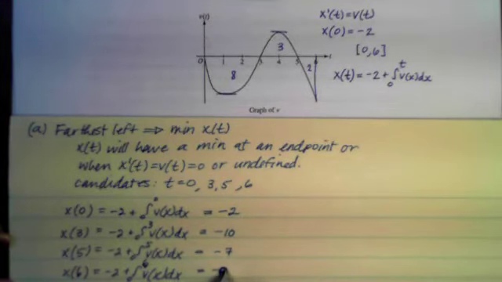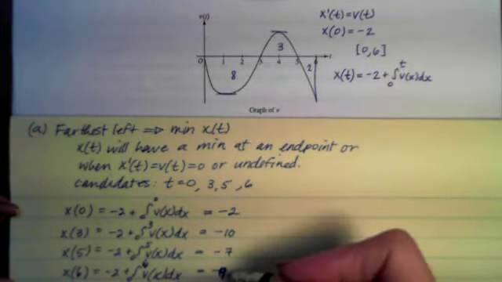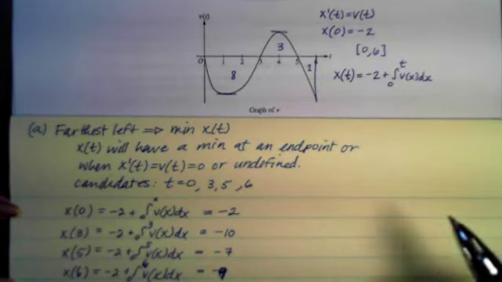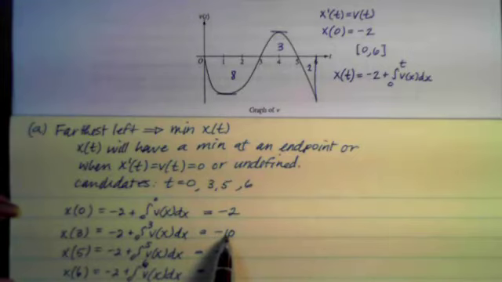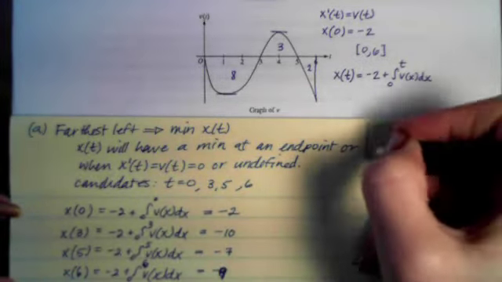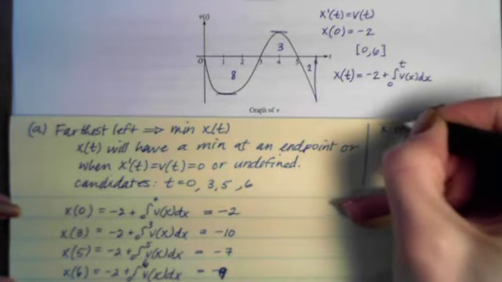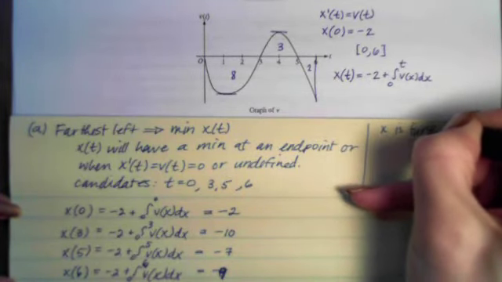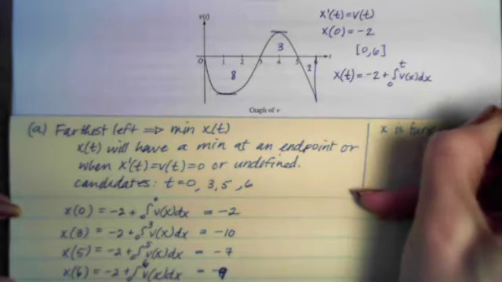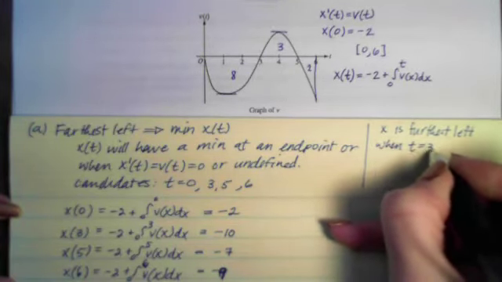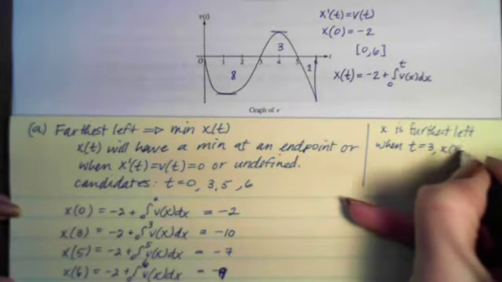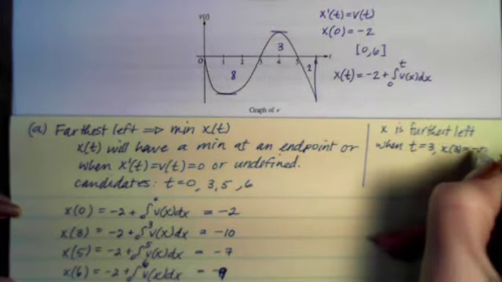negative 9. So looking at this list, we can see that the minimum occurs at time equals 3, and the minimum position is negative 10. So we could write that down. X is furthest left when t equals 3, and we need to say what that position is. It's negative 10.